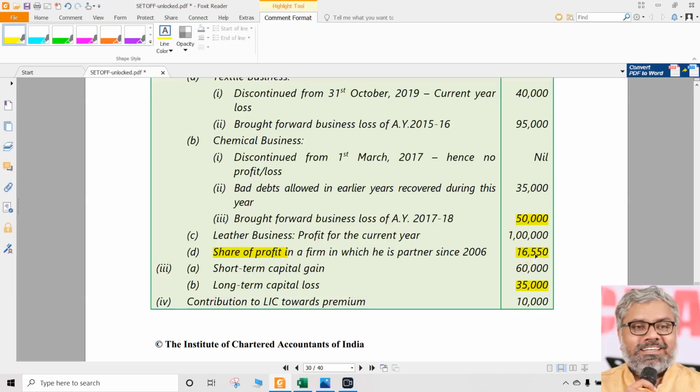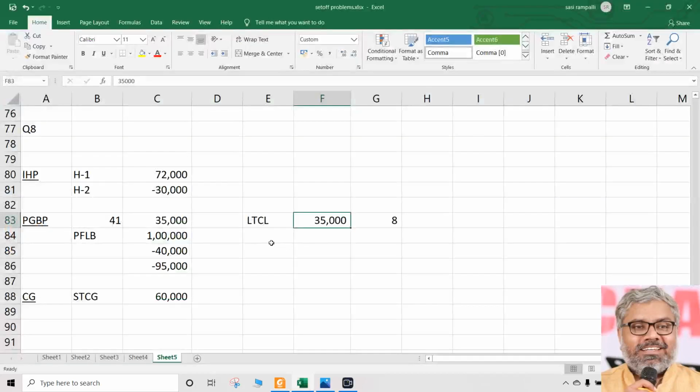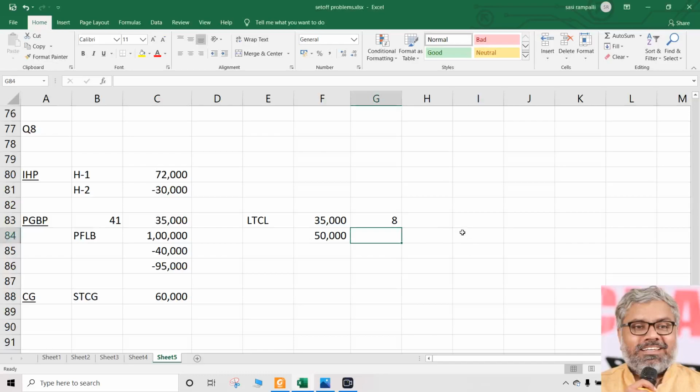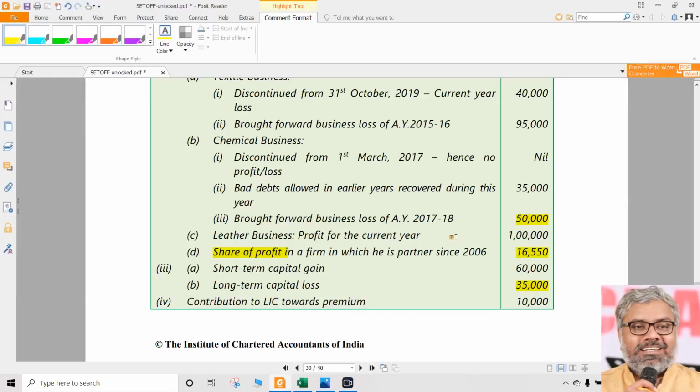Share of profit, you have to write a note that it is not taxable since it is exempt from tax. And this 50,000 business loss can be carried forward to future years. How many more years? That also you can write, because this is related to assessment year 17-18. We have completed 18-19, 19-20, 20-21, which means it can be carried forward for 5 more years. That's all. That is set off and carry forward.